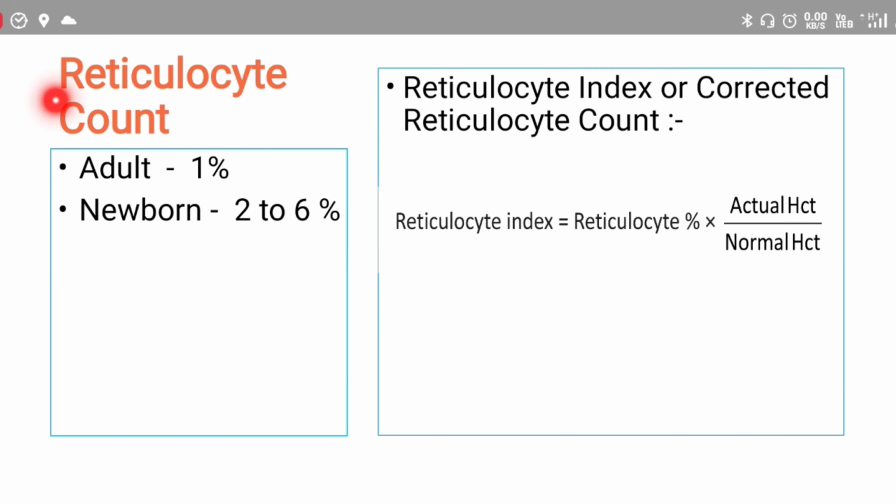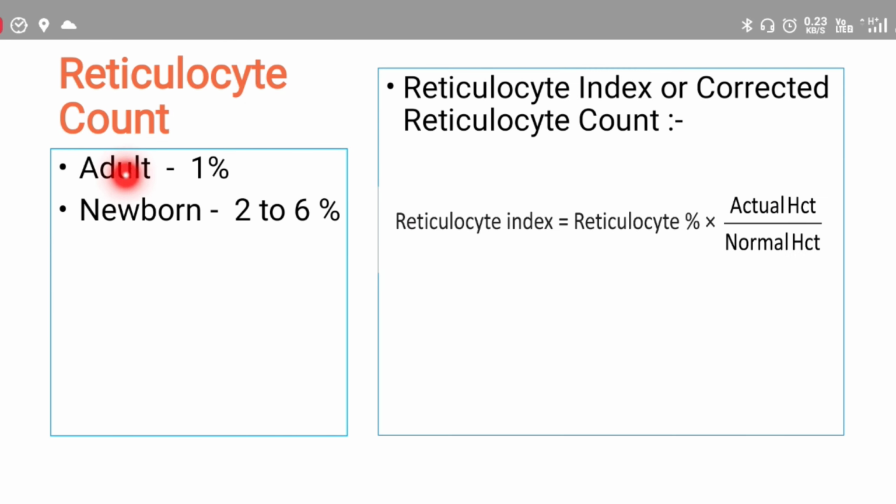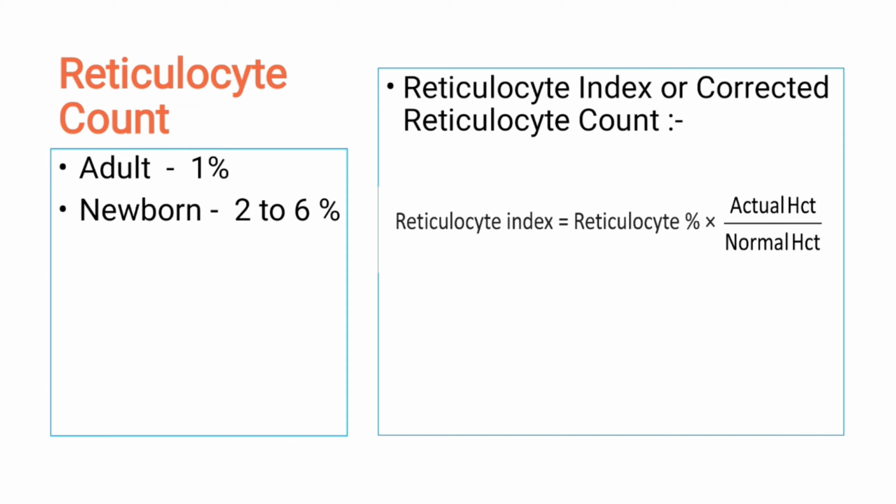Reticulocyte count. Adults have 1% of the total RBCs, and newborns 2 to 6% of total RBCs. Looking at the reticulocyte index or the corrected reticulocyte count: reticulocyte index is equal to reticulocyte percentage into actual hematocrit by the normal hematocrit.